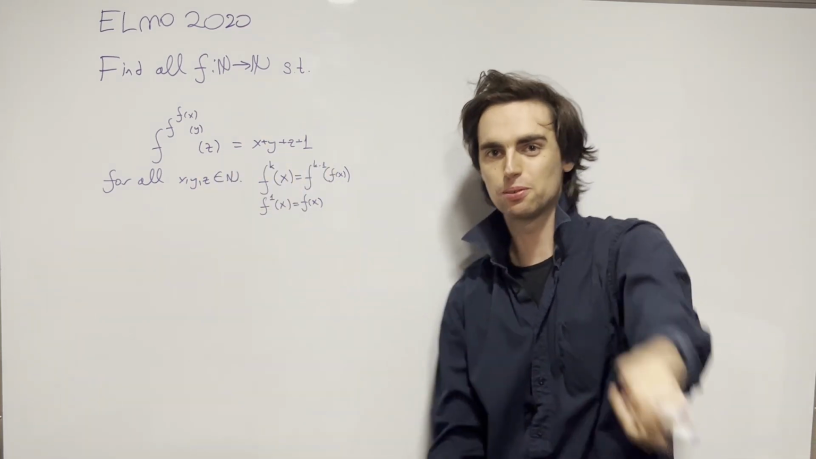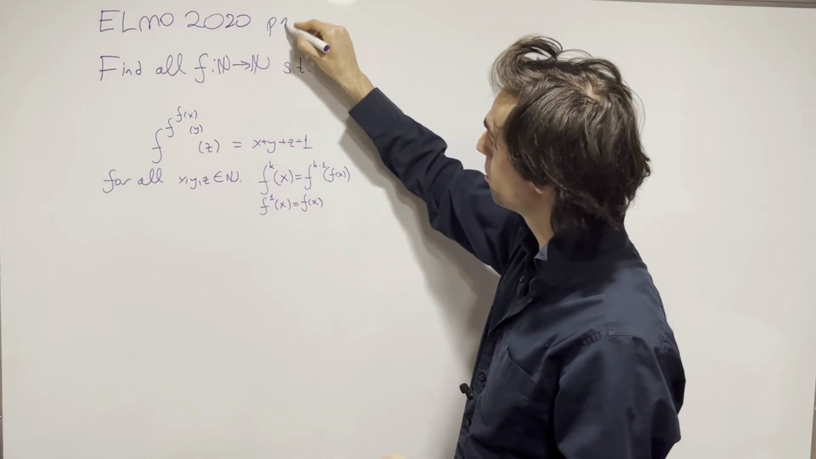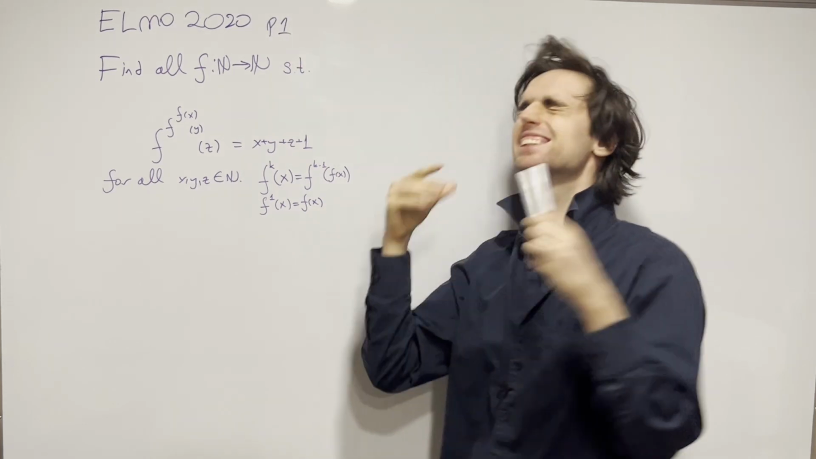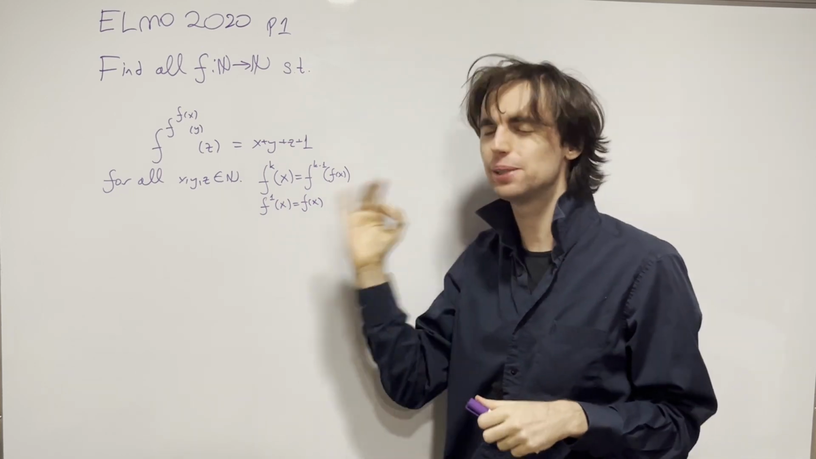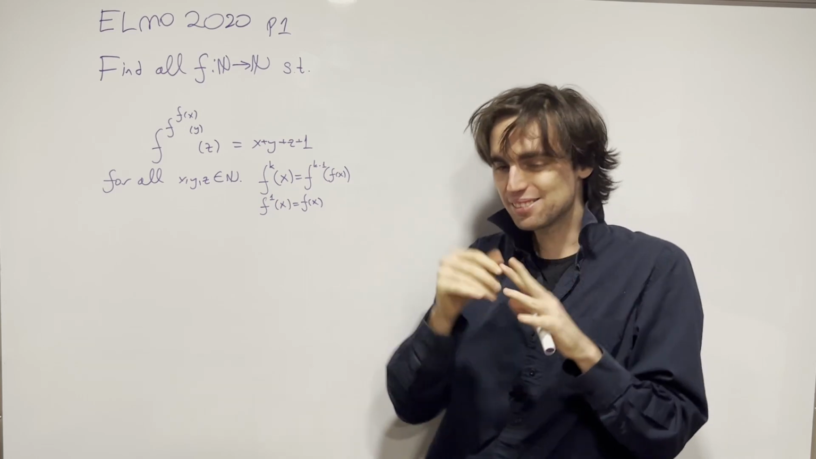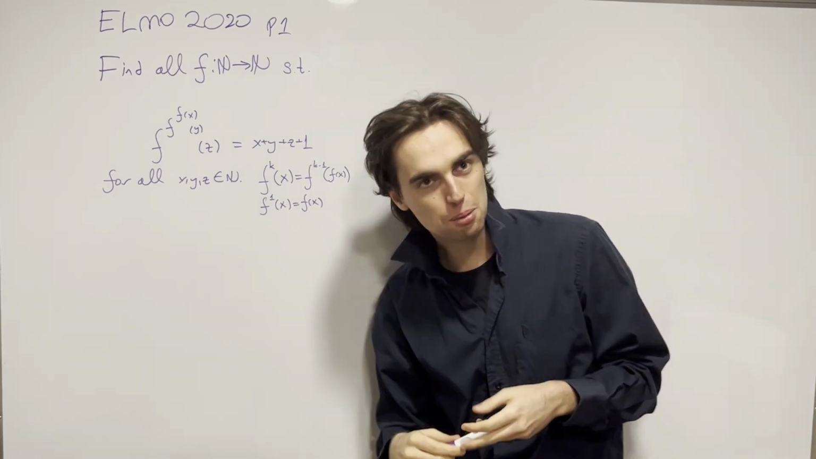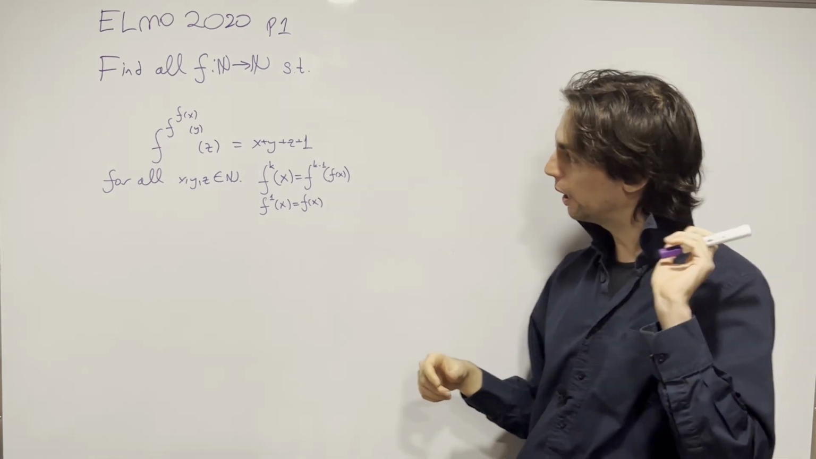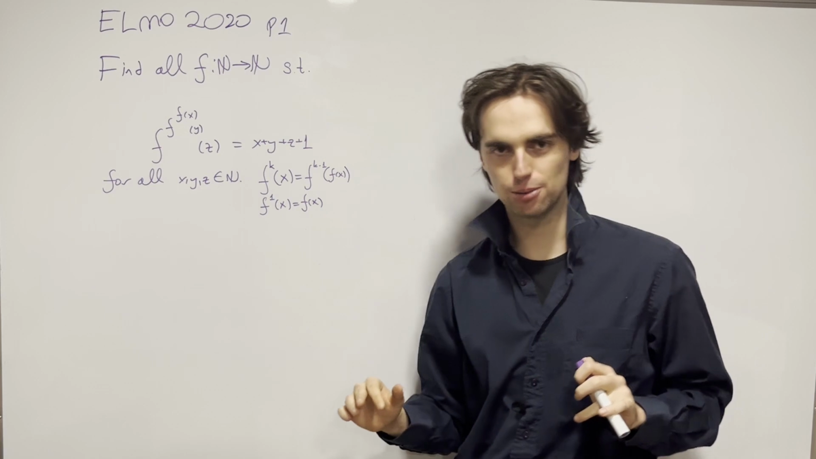Hello fellow problem solvers. So today we're going to be doing a problem from the Elmo 2020, problem number 1. I suggest you try this lovely functional equation problem out. I really like this one. It's a medium to easy difficulty function, I think, that I invite you to try out for a minimum of 20 minutes, ideally an hour, not more than 2.5 hours.